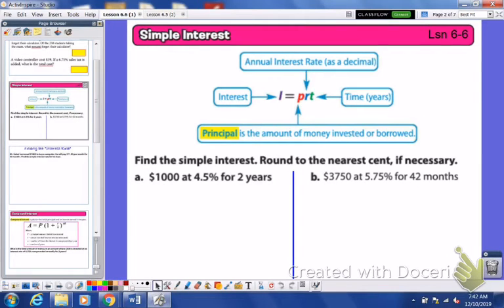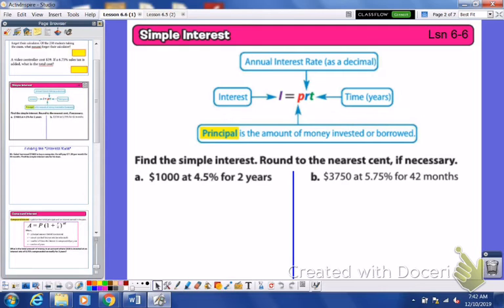Okay, so for this last lesson of chapter 6, we're going to be talking about interest. An interest is either money that you earn, money that you are lending, or money that you pay on money that you've borrowed. Like if you put money into the bank, you would be earning interest, versus if you took out a loan, you would be paying interest.